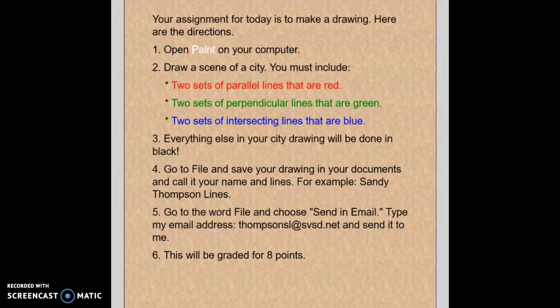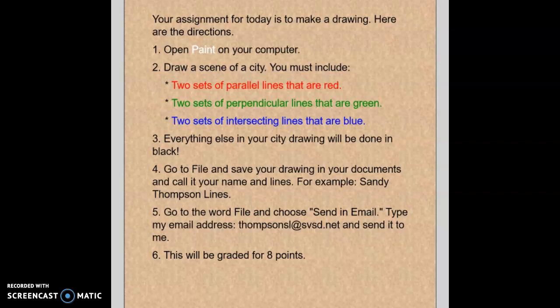And then you're going to give me 2 sets of intersecting lines. You're going to use blue paint for those. So intersecting lines don't have to be exactly at 90 degrees. They can be at a different angle, maybe an acute angle or an obtuse angle. They do not have to be at 90-degree angles. So I need a set of intersecting lines and another set of intersecting lines. Okay, so I'm going to see 6 sets. 2 in red that are parallel, 2 in green that are perpendicular, 2 sets of lines that intersect that are going to be in blue. Everything else in your city drawing will be done in black. Don't add any other colors.